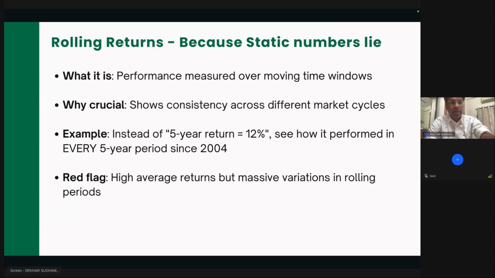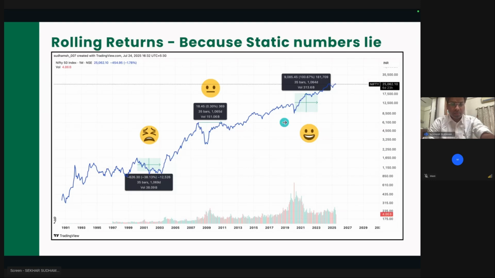So to drive home this point, let me explain the rolling return concept. If you notice the Nifty 50 chart from 1991 till 2026, I have noted down 3 distinct 3-year periods, all the same in length. One 3-year period is from 1999 to 2002. This is during the dot-com crash. The Nifty index fell by 40%.